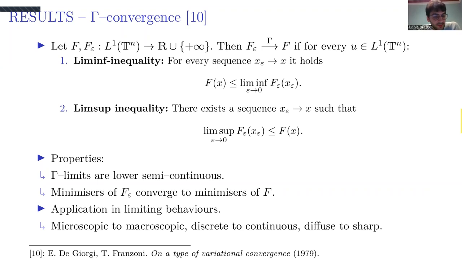Okay, and just quick applications. We have microscopic to macroscopic. This is now basically mathematicians saying this is rigorous. Having the passage from microscopic to macroscopic for discrete to continuous or diffuse to sharp interface situations. And for our cases, very relevant are, of course, microscopic to macroscopic.